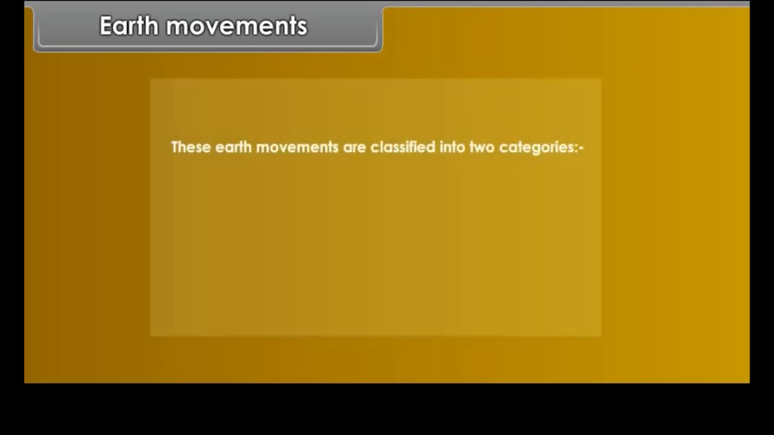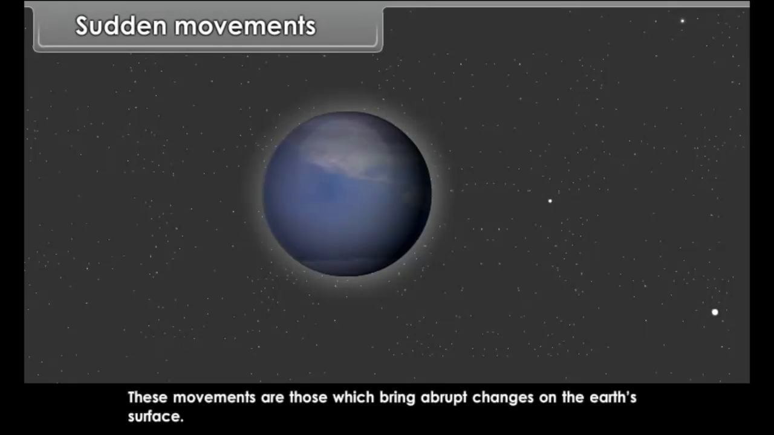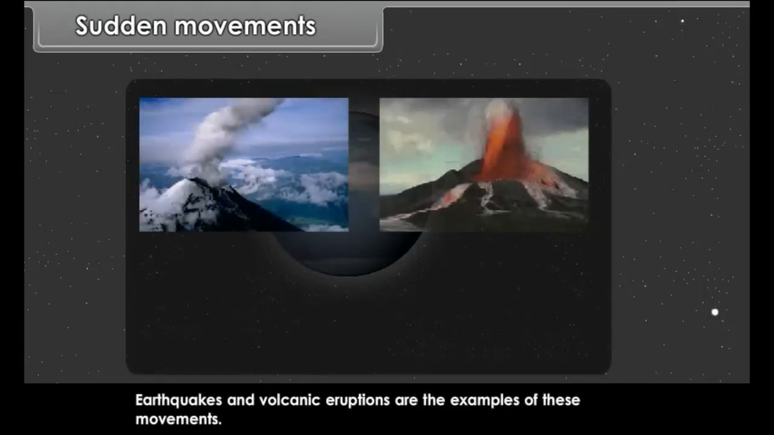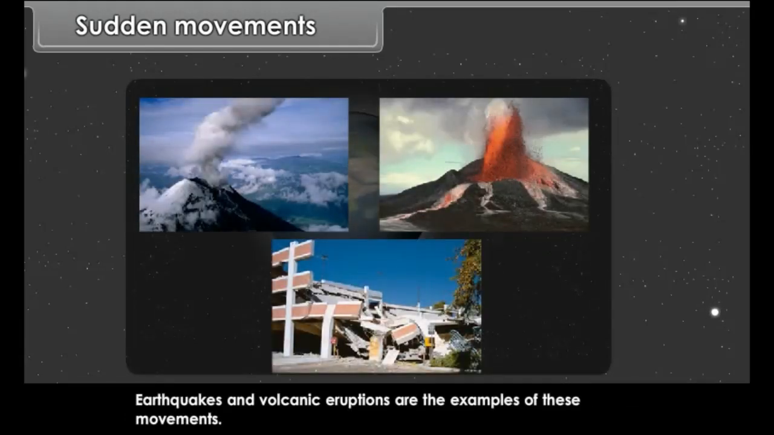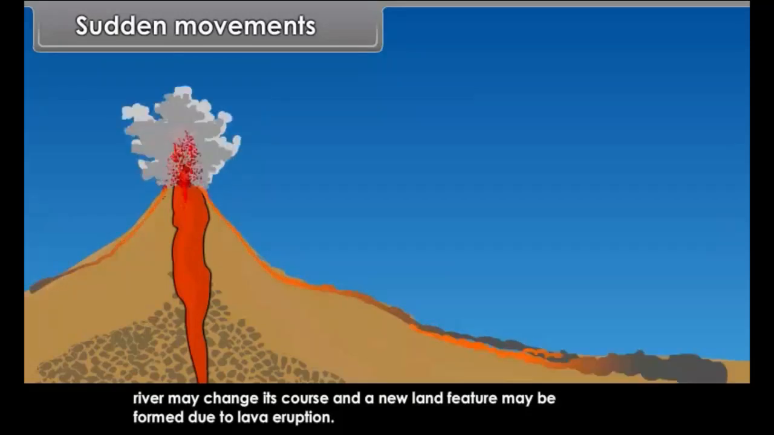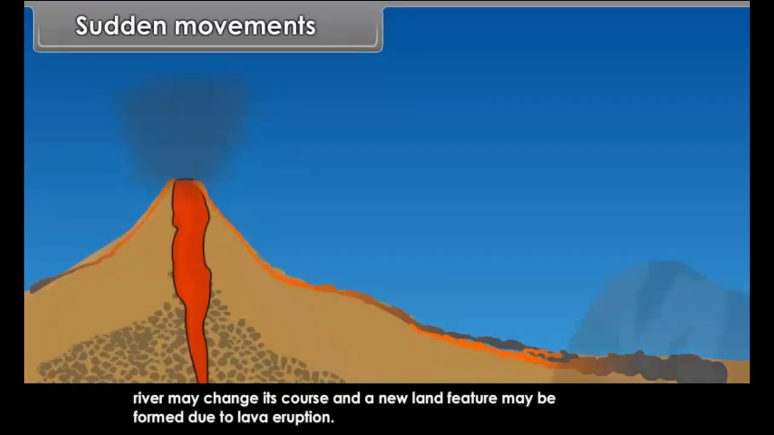movements. These earth movements are classified into two categories: sudden movements, slow movements. Sudden movements. These movements are those which bring abrupt changes on the Earth's surface. Earthquakes and volcanic eruptions are the examples of these movements. The changes are so sudden that a part of land may be fractured, river may change its course, and a new land feature may be formed due to lava eruption.